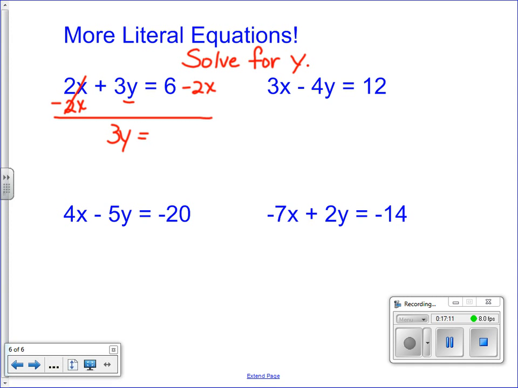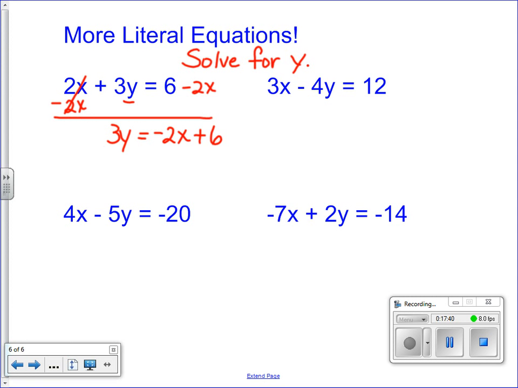Now, I'm going to reorder these. I'm going to put my x term first, which would be the minus 2x, and then, because 6 is positive, it'll be plus 6. Please get into the habit of putting the x term first on the right-hand side, and this will put it then in the slope-intercept form that we will be working with a lot.